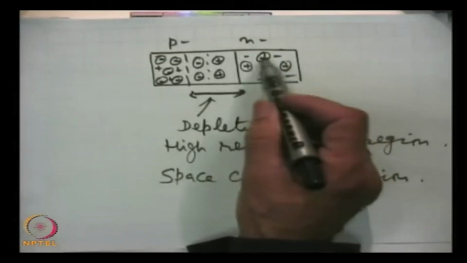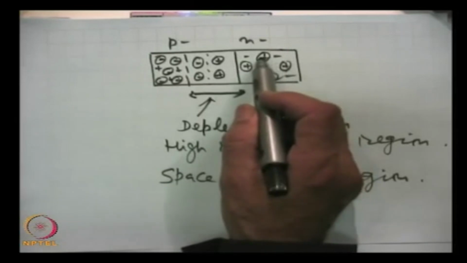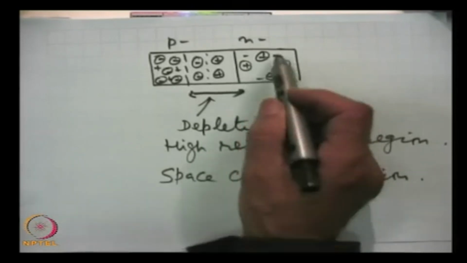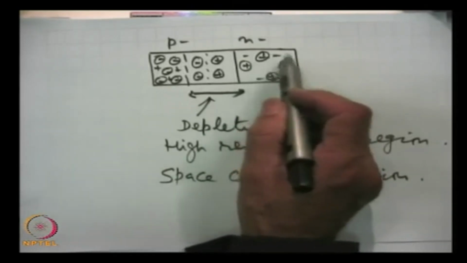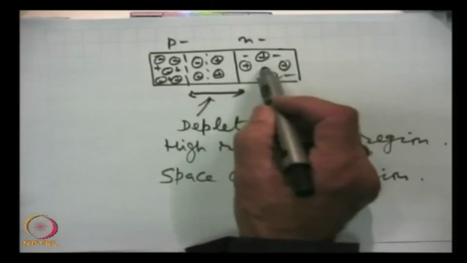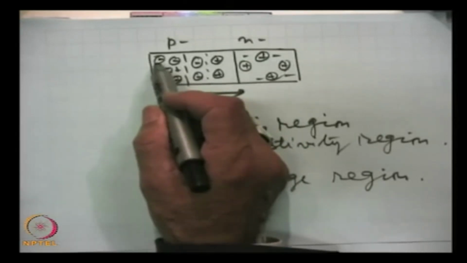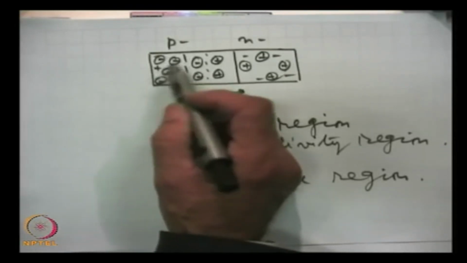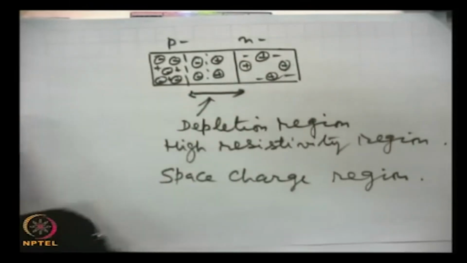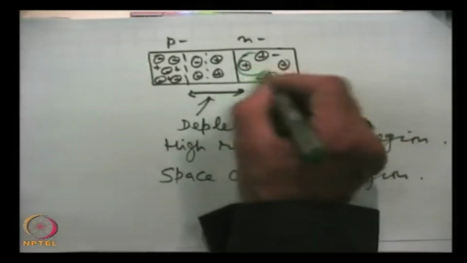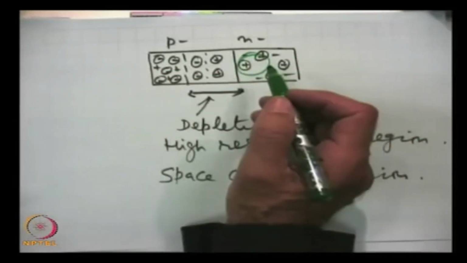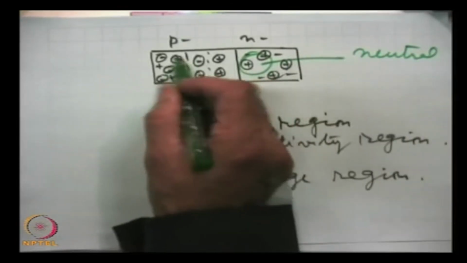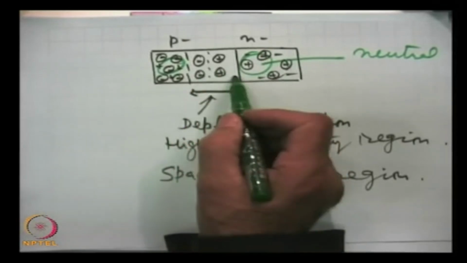Here this is neutral. There are positive ions here too, and negative ions here, but the effect of these positive ions is neutralized by the mobile electrons. Here the effect of negative ions is neutralized by the presence of holes. So overall, if we look at any segment of the regions away from the junction, it is neutral. Similarly, this is neutral, but this is not neutral.